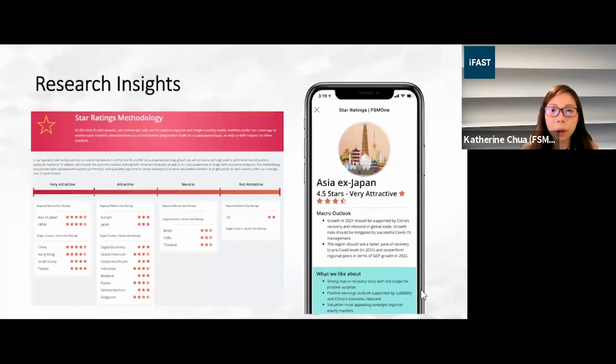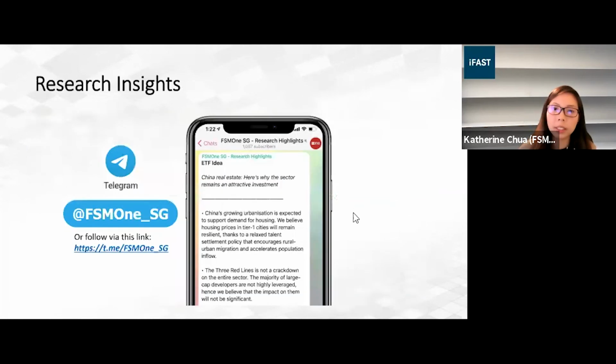On the research tab, you will be able to see our rating methodologies on each segment and sector, how we rate the markets. Five star means it is the market that represents the most attractive market. Currently, our top choices of equity markets are China, Hong Kong, EM, as well as Asia. The team looks at PE, PB, expected earnings growth as well as excess earnings yield to determine how attractive a particular market is.